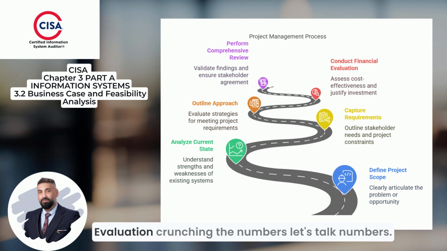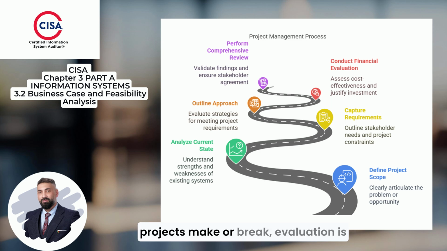5. Evaluation. Crunching the numbers. Let's talk numbers because the financials are where many projects make or break. Evaluation is a deep dive into cost effectiveness. It's about answering questions like, what's the total cost if we move forward with this solution? How does this compare to other options? And will the returns justify the spending? This is where metrics like return on investment, ROI, cost-benefit analysis, and project timelines come into play. Every dollar matters, and this phase ensures that decision makers proceed with clear eyes.